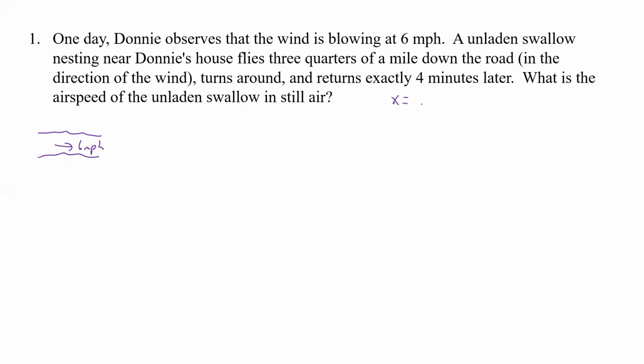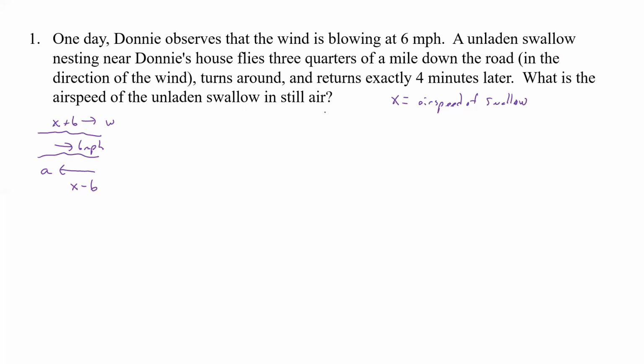So let x equal the airspeed of the swallow. Now, if we say x plus 6 is what they're going with the wind, that would be their speed in that direction. Now if we go this way, we're going against the wind, and so that's going to be x minus 6. So whatever their speed is, we have to subtract 6 off to get to that one.